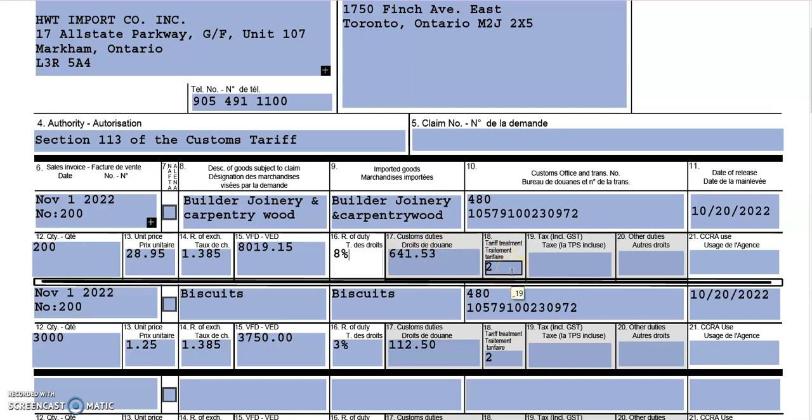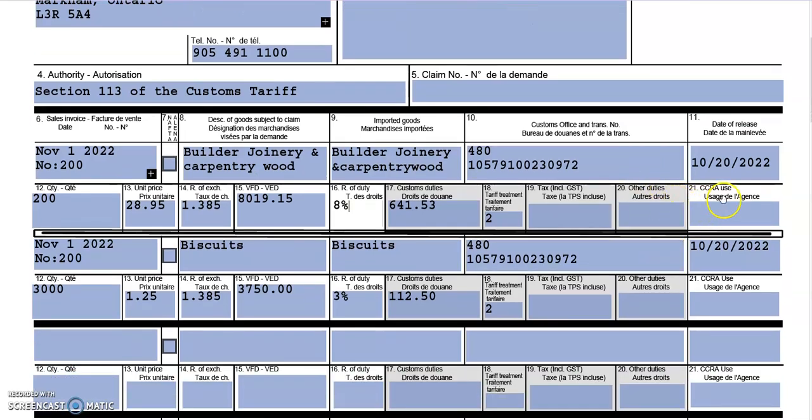The tariff treatment is 2. There's no GST. There's no other duties. There's no anti-dumping or anything like that. So we leave that there. We leave that blank. And this is for CBSA use. It says CCRA, but it means CBSA.